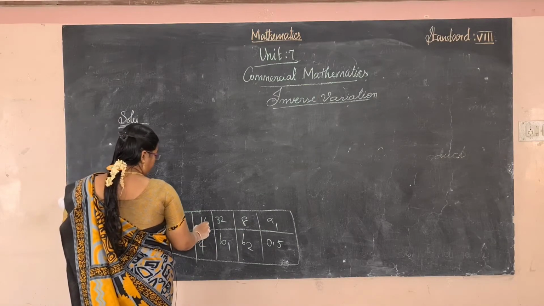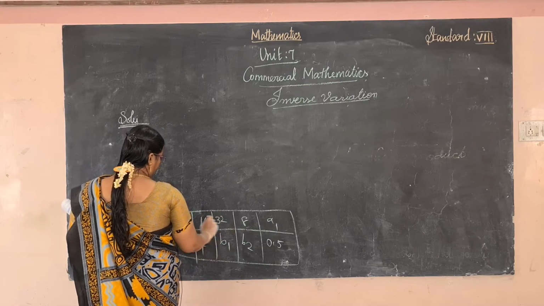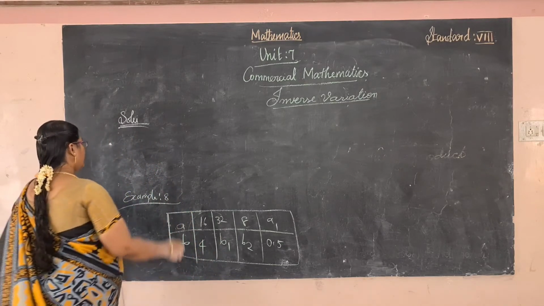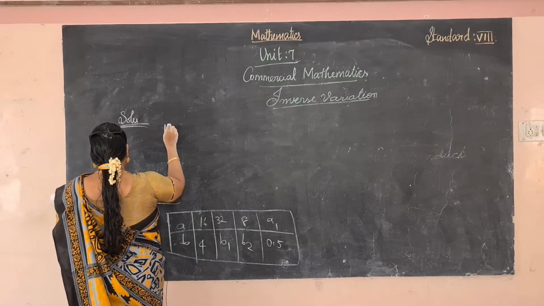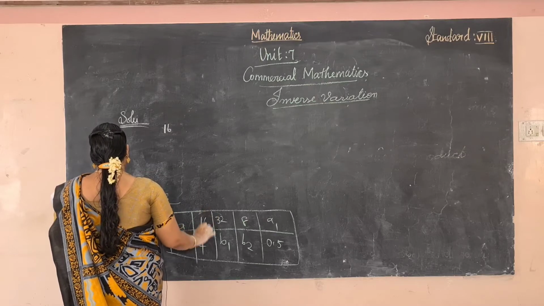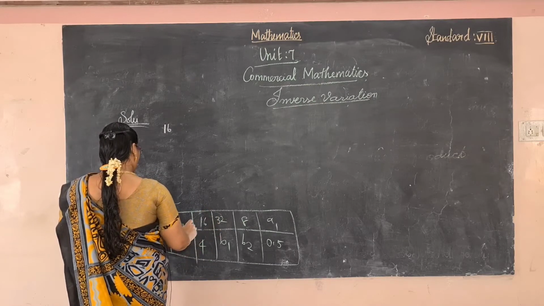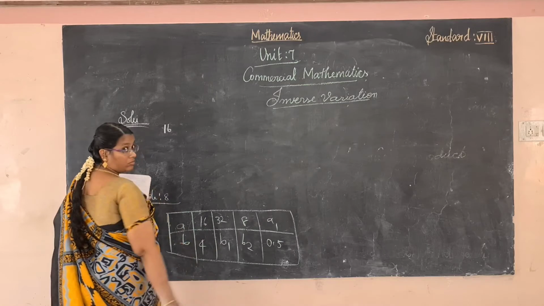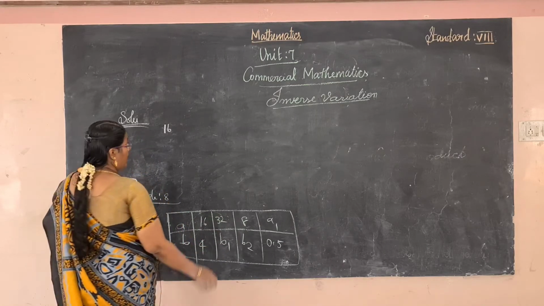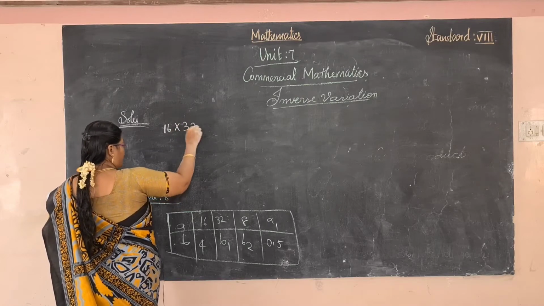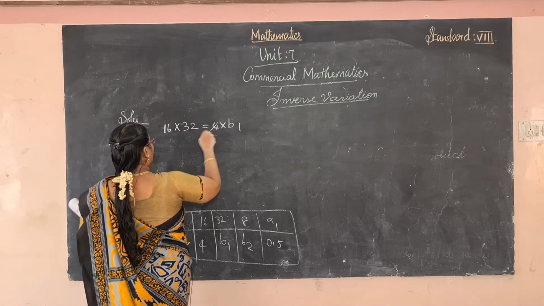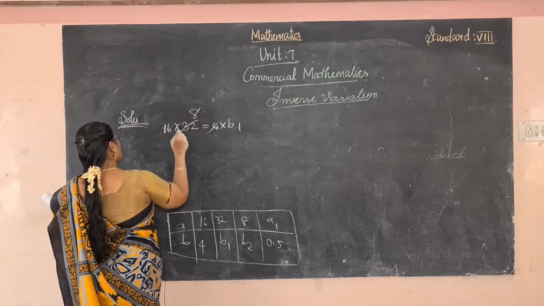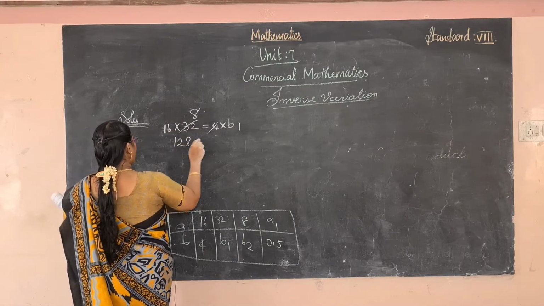See, A values are increased, B values are decreased. So we use the product A into B. You have to multiply the x and y values; the product of these values is equal to the product of those values. So 16 into 32 equals 4 into B1. 16 eights are 128, and 4 into B1 gives 128, so B1 is equal to 128.